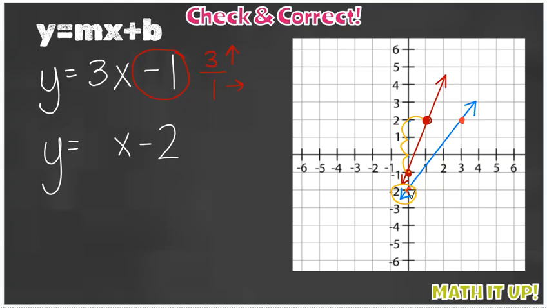So we have a lot going on here, but we're going to count it off carefully. So that's 1, 2, 3, 4. So that was 4 up, and then 1, 2, 3 to the right. Those are both positive movements. So the equation for this line is 4 over 3x minus 2. Hopefully that's what you have as well.